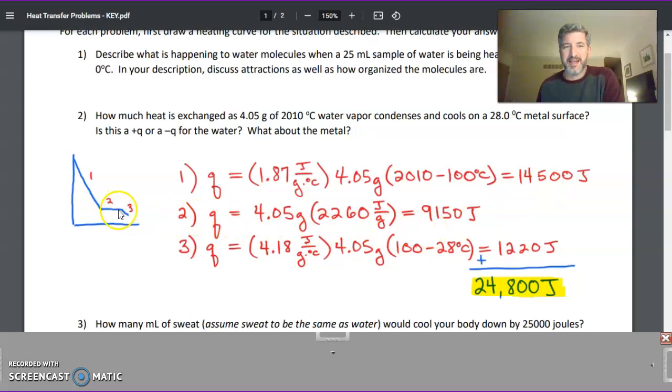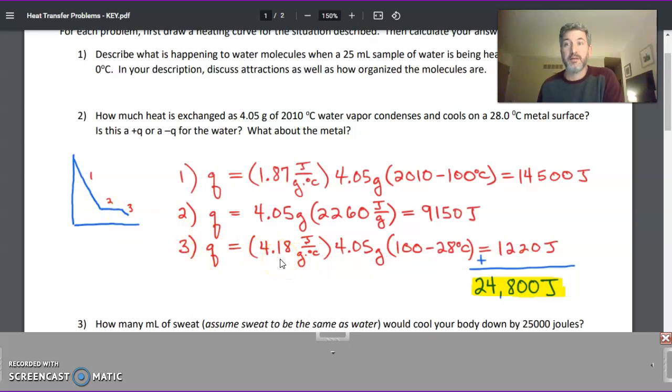Then the condensation process has our mass times our heat of vaporization. So make sure you use heat of vaporization because we're going from gas to liquid. Anytime we have gas to liquid or liquid to gas, we're using the heat of vaporization. And then we get our answer. And then we do the specific heat equation again for step 3, right?